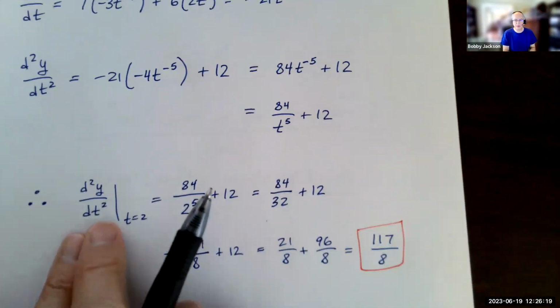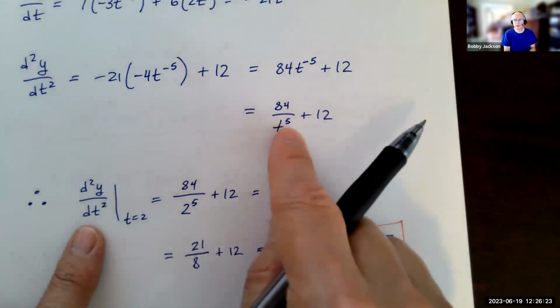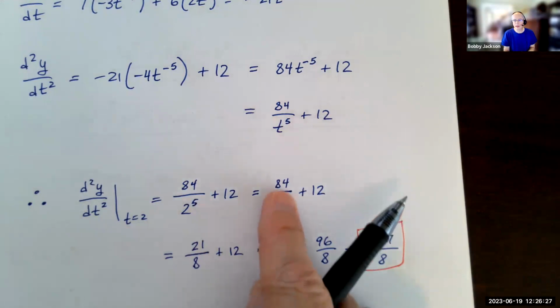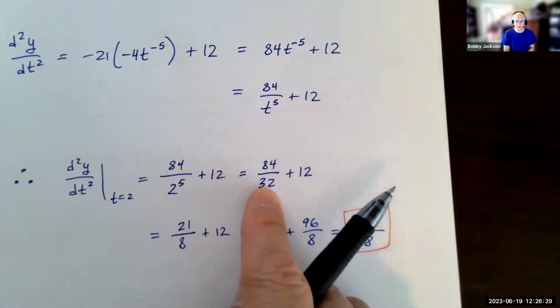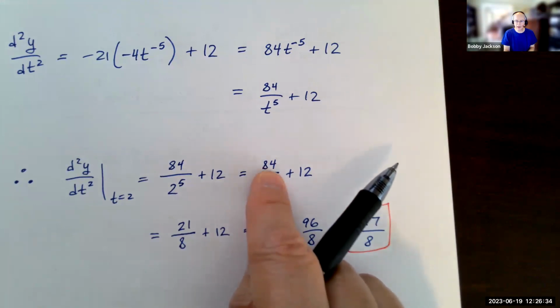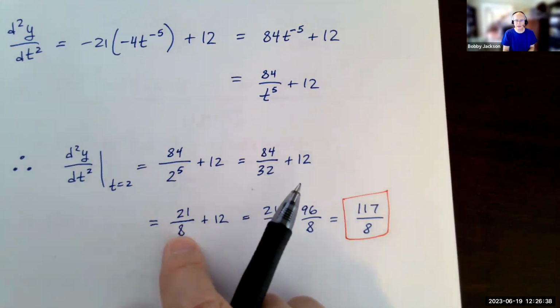And so to evaluate that when t equals 2 just means plug in t equal 2 into this. So there it is. 2 to the 5th is 32. 84 and 32 have a common factor of 4. So I can divide top and bottom by 4. 4 into 84 is 21. 4 into 32 is 8. So 21/8 is the simplified fraction.